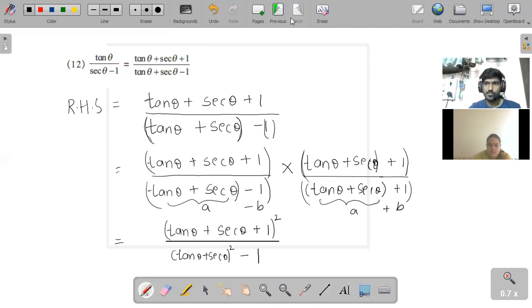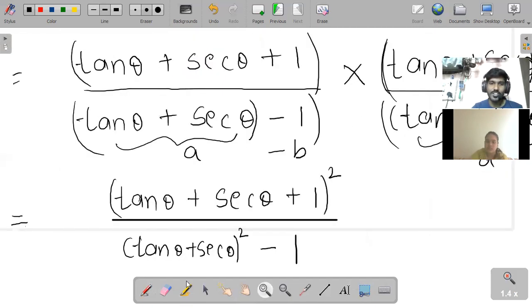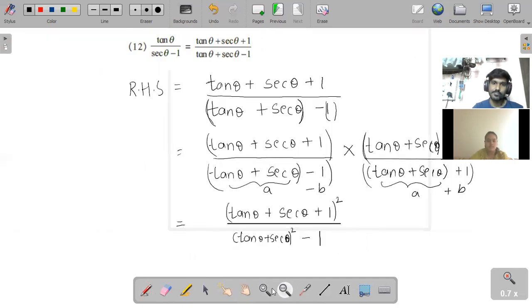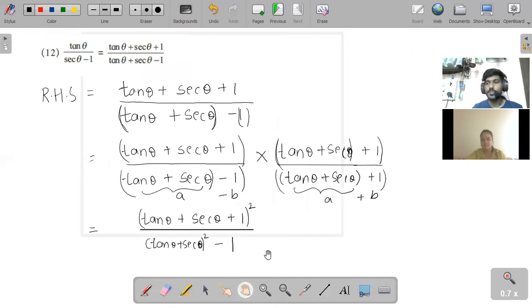In the last step, how did it become sec 0? It should be sec theta, because theta will remain theta only. It is not 0. It is theta only. It is sec theta. Oh, yeah, done. Okay.